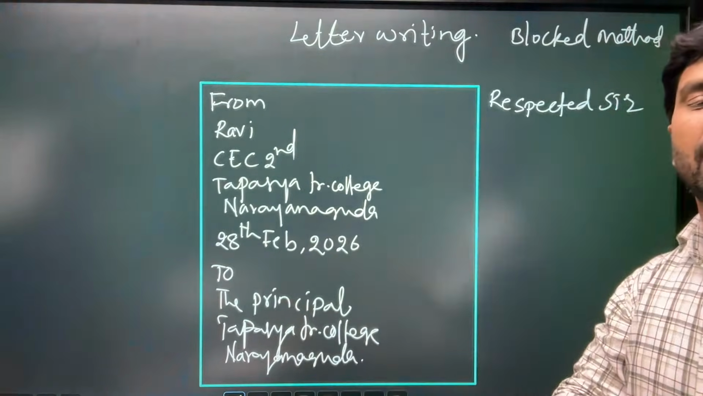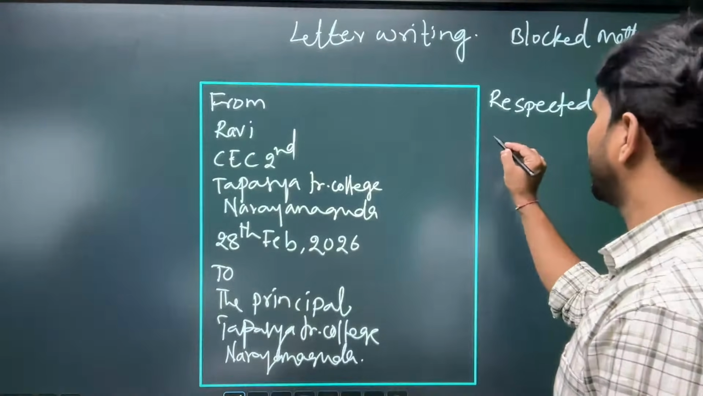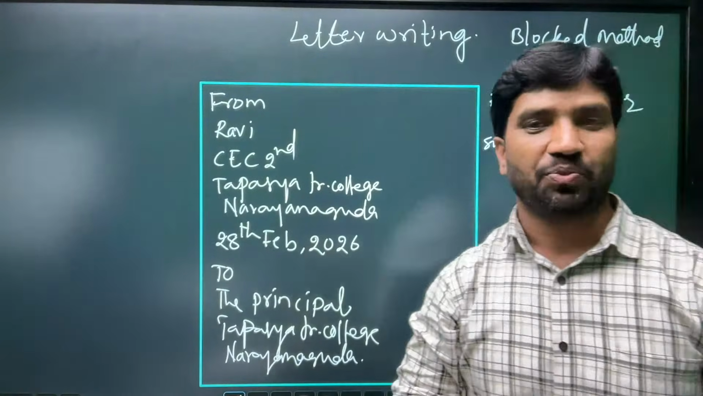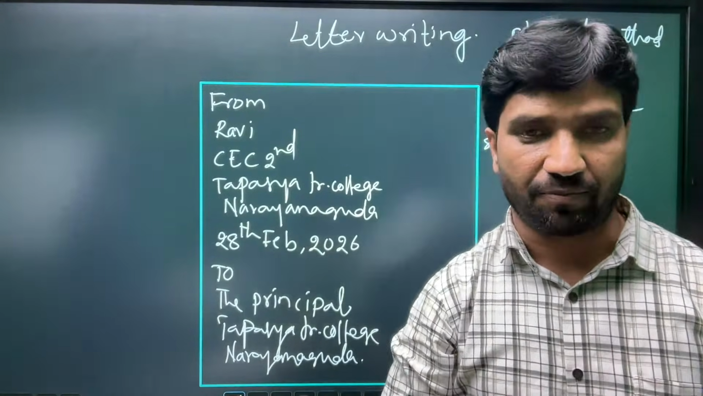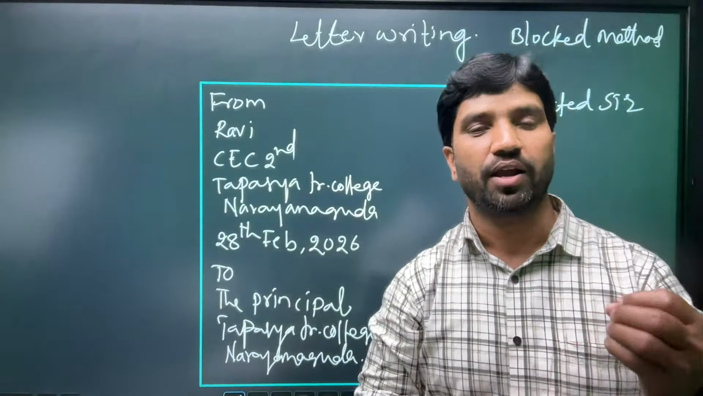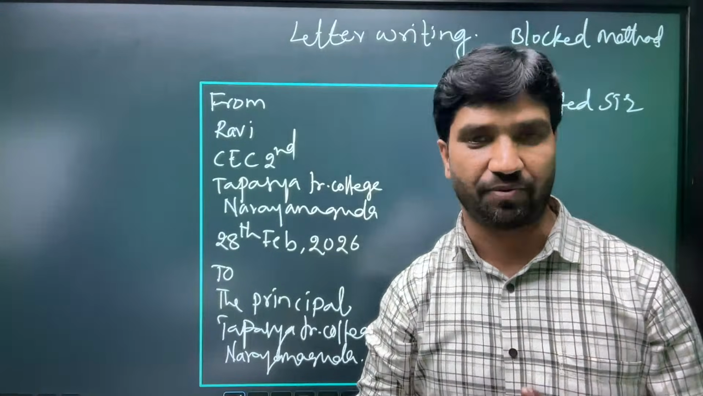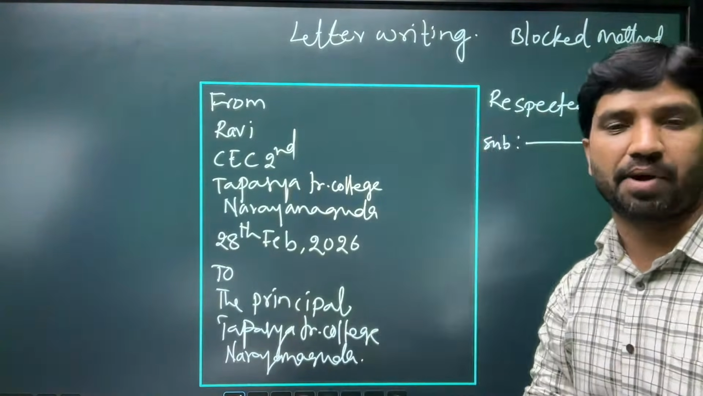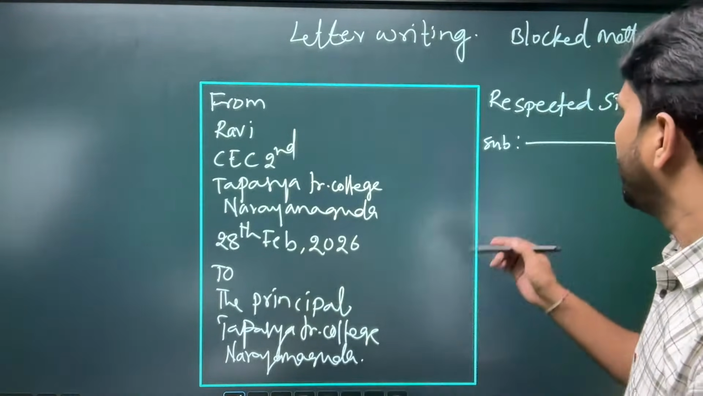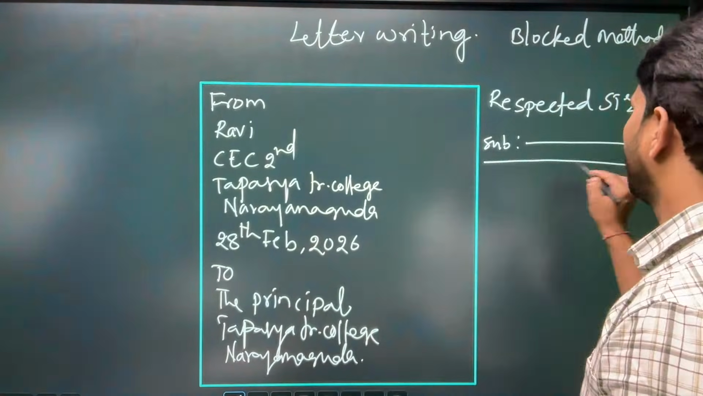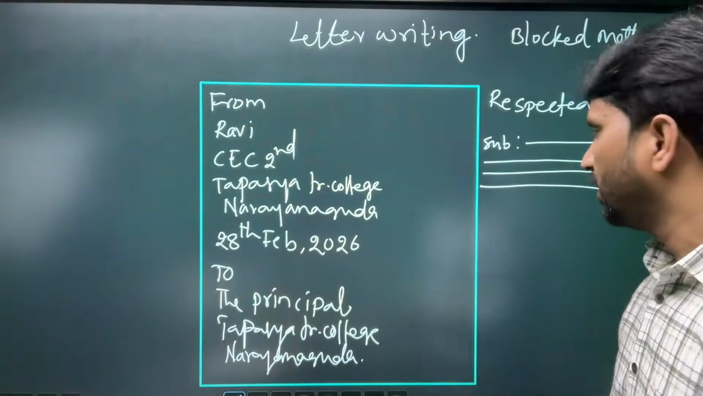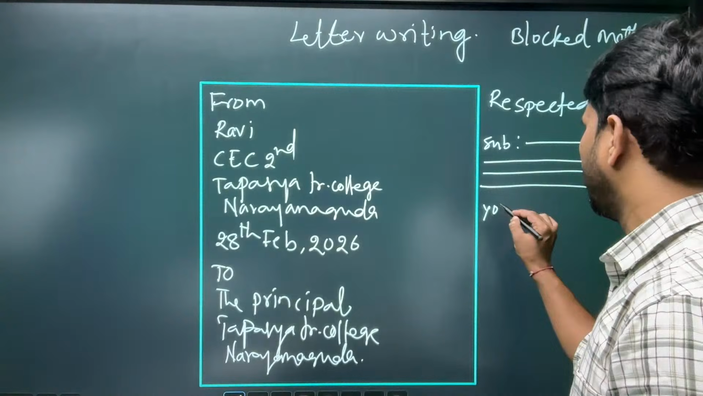For example, a subject. What do we write as a subject? Say, requesting to get back all my belonging certificates. This is the subject we write. Now you can start the body of the letter. Within one paragraph you should complete the body of the letter, and after that, yours faithfully.